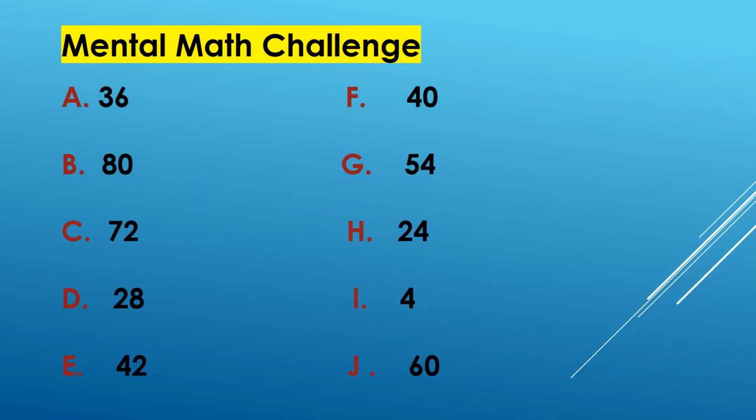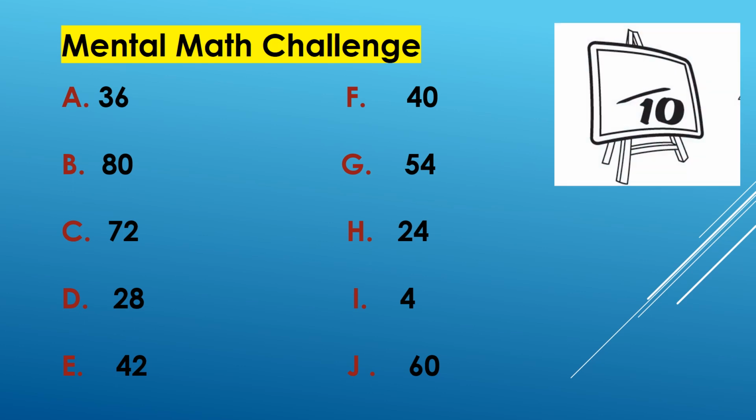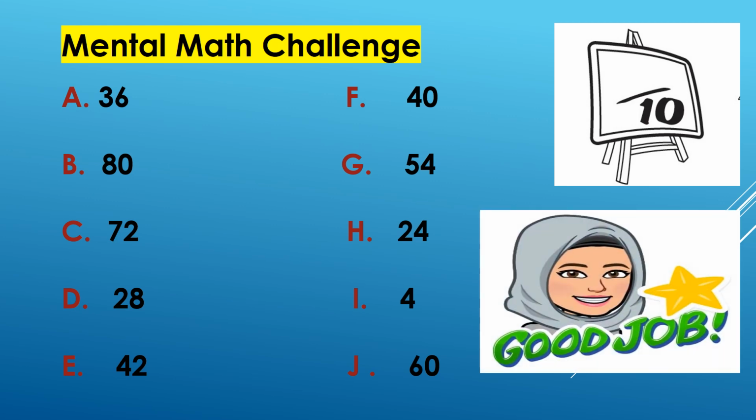So there are 10 answers: 36 for A, 80 for B, 72, 28, 42, 40, 54, 24, 4, and 60. You can give yourself a score out of 10, 1 mark for each. I'm really happy with your scores. I know that most of you answered them. They're really so easy. So good job, everyone.